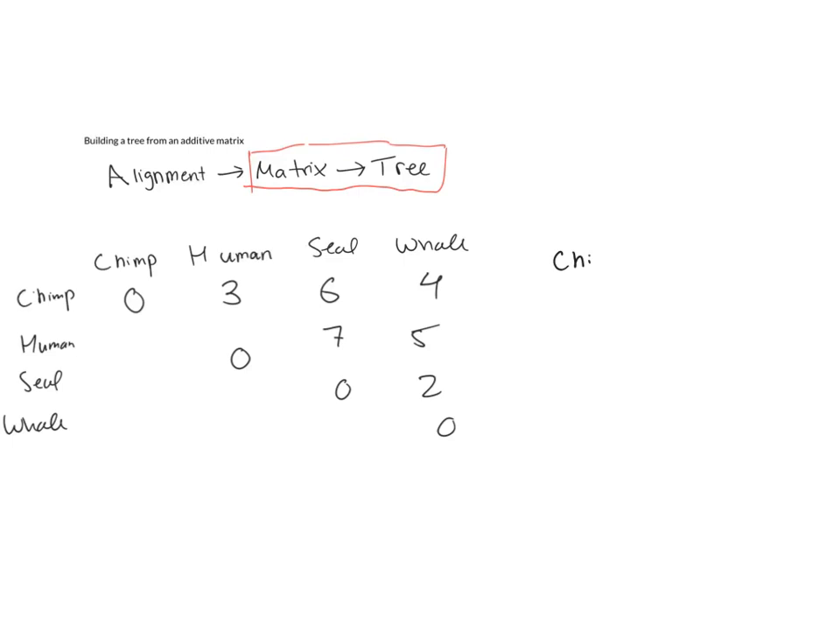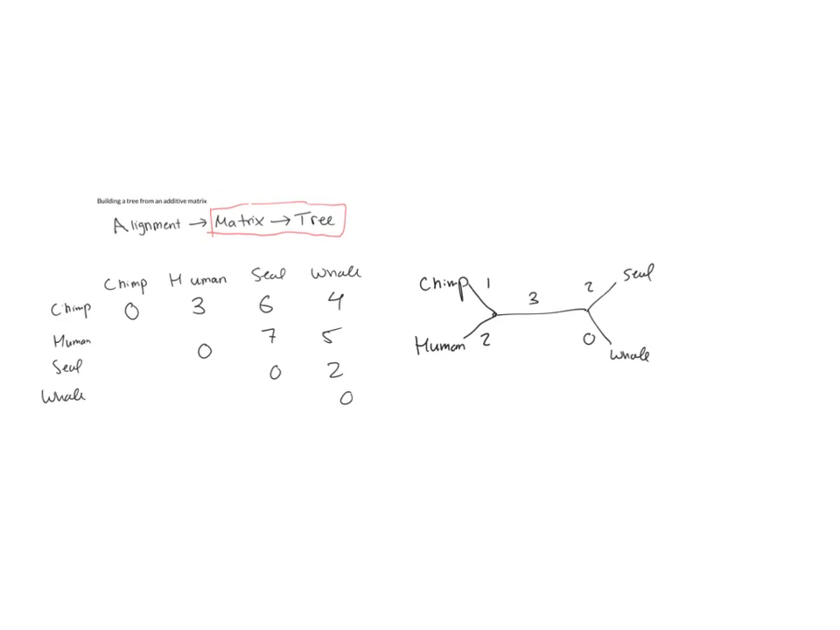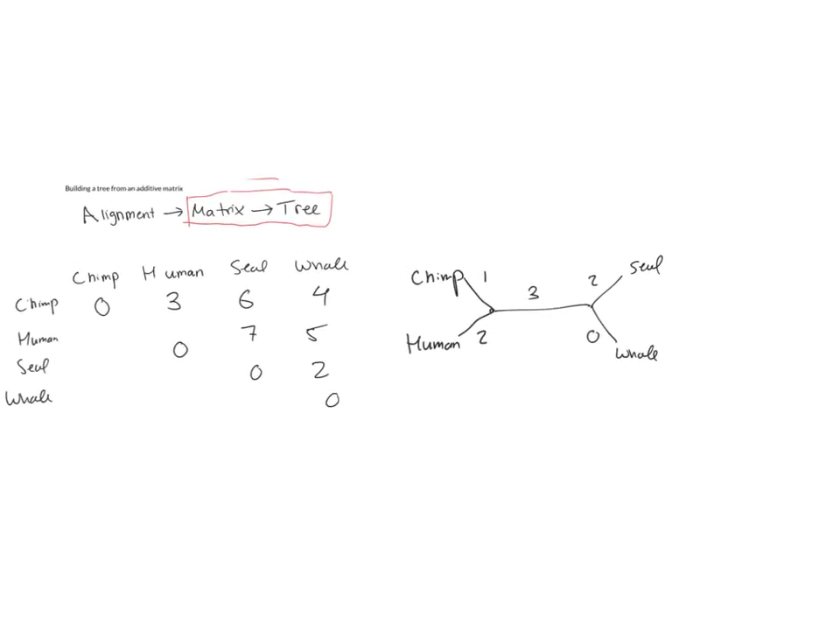So here's a chimp, here's a human, and I'm going to say they're connected here, and this is 1, and this is 2. And then we're going to have 3 here. Here is a seal. Here is a whale. They're connected with 2, 0. So there's a tree. This is an unrooted tree. And take a second if you need to pause and then make sure that I drew this tree correctly.